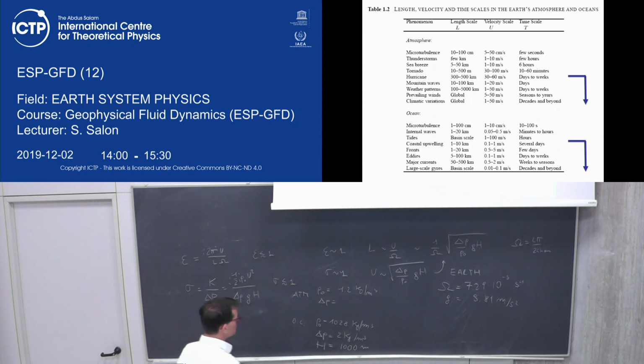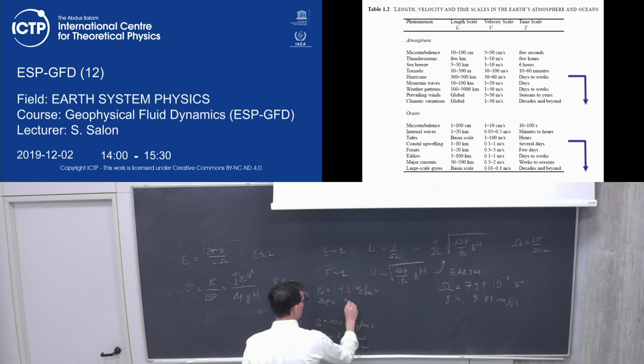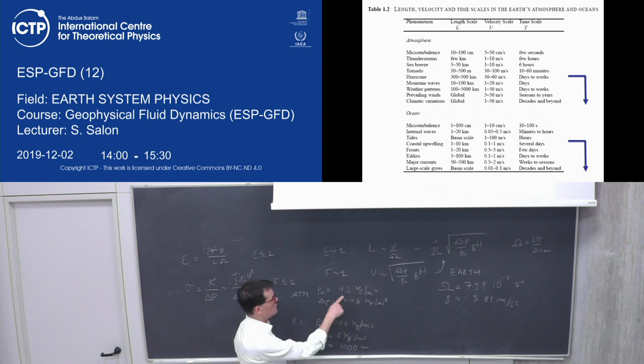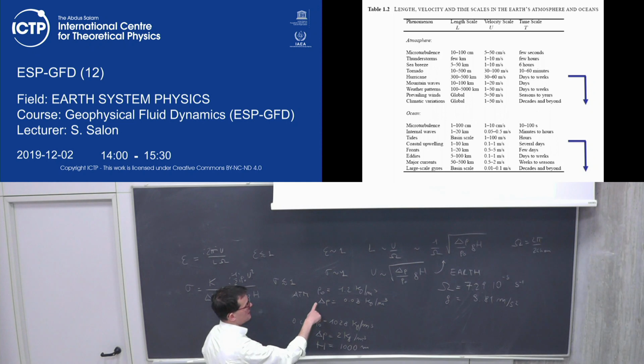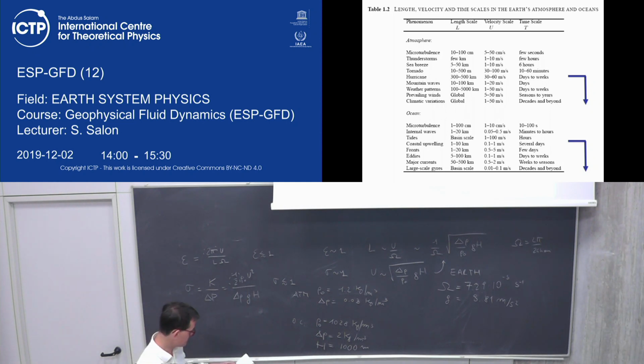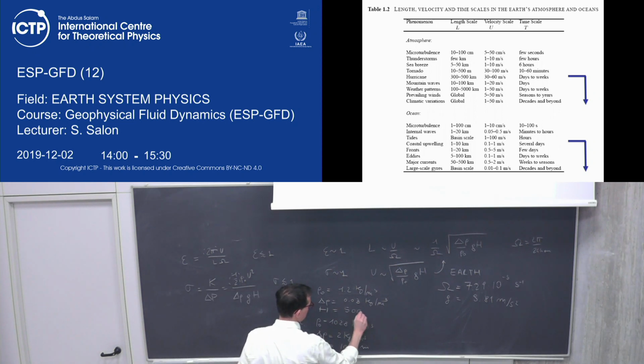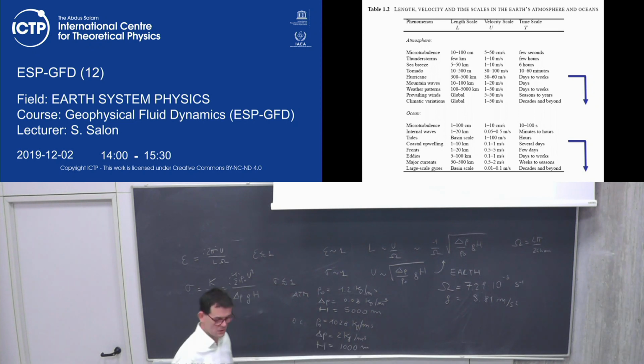The typical variation of density is 0.03. So this is like 3% with respect to this. This is like 0.2% with respect to this. Okay? So in practice, density in atmosphere varies much more than in the ocean. And finally, we can have a typical height of 5,000 meters. Okay?